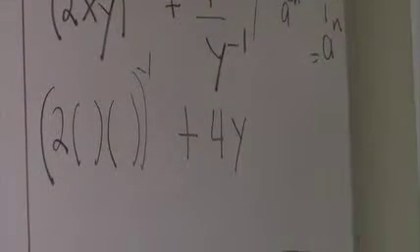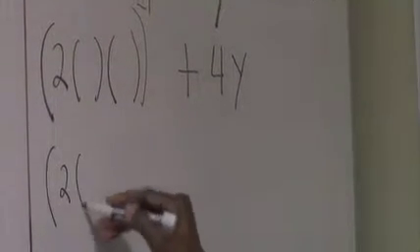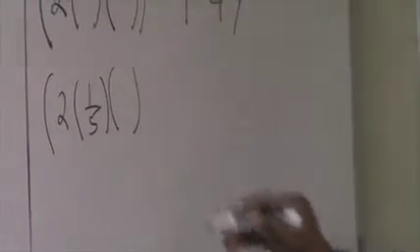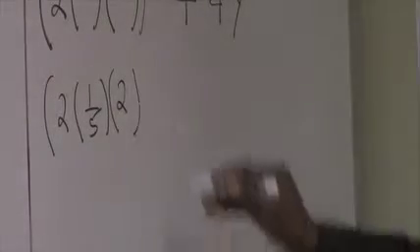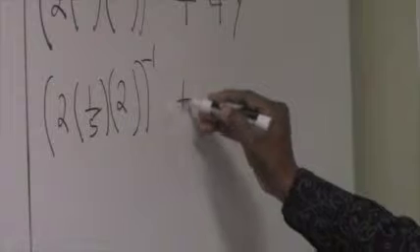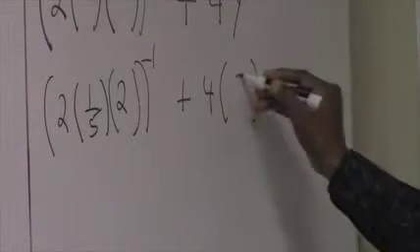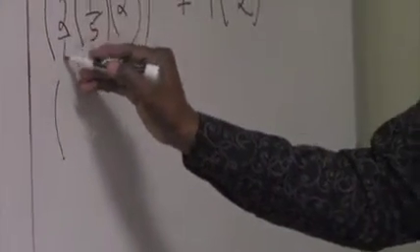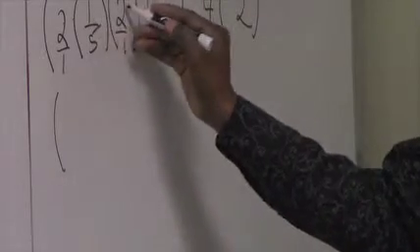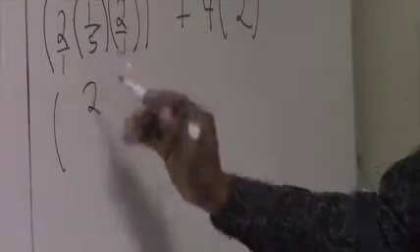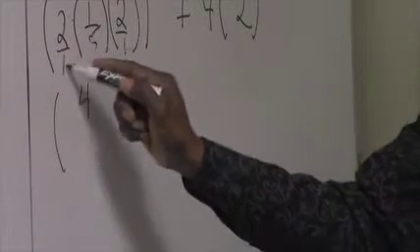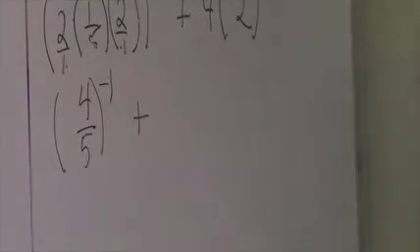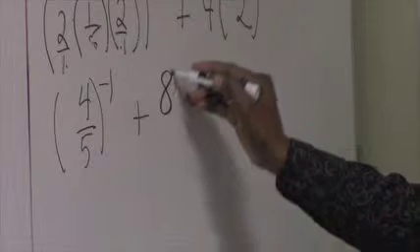Now, we're going to substitute. So I'm going to do 2 parentheses. X is 1 over 5. Y is 2. Close parentheses to the negative 1 plus 4. And y is 2. So let's see what we have in here. What we have here is 2. I can put a 1 under here and a 1 under here. I have 2 times 1 times 2, that's going to be 4. 1 times 5 times 1, that's going to be 5. To the negative 1 plus 4 times 2 is going to give me 8.